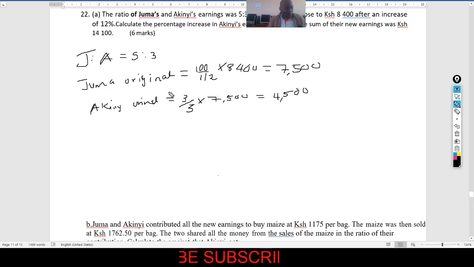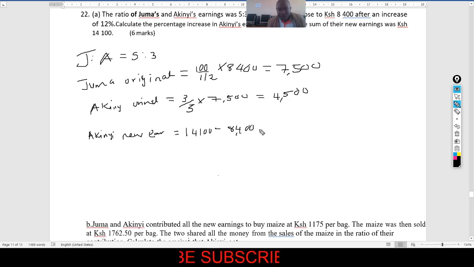Now we need to know Akinyi's new earning. Remember, the new sum was 14,100 minus the new earning for Juma, that is 8,400. So this gives you 5,700. That is Akinyi's new earning.